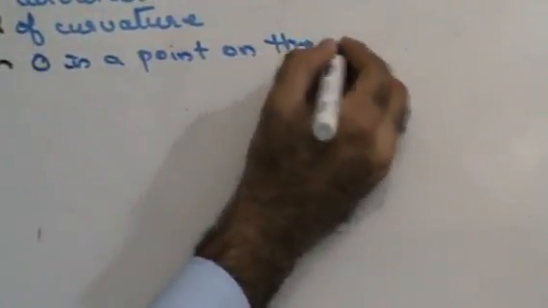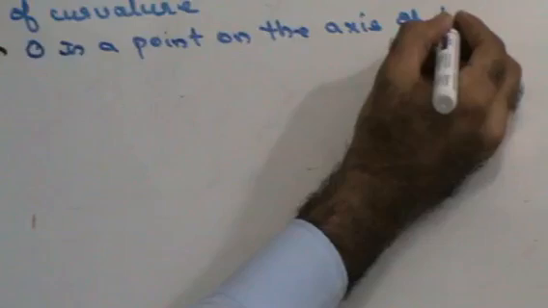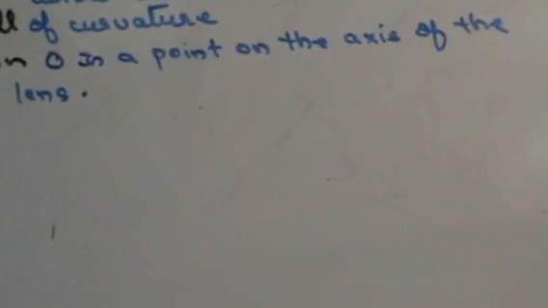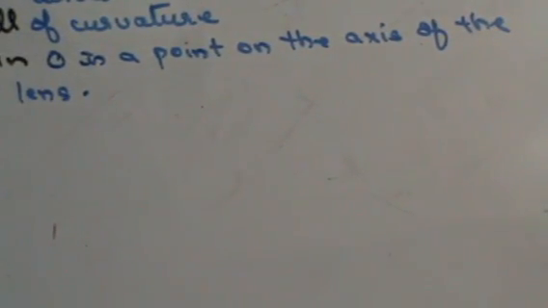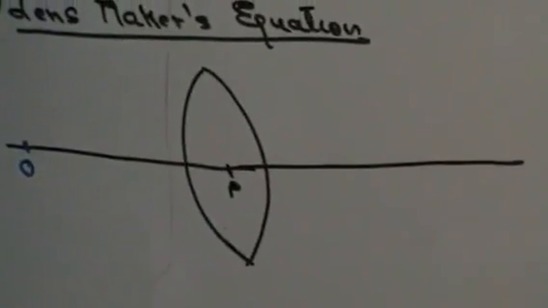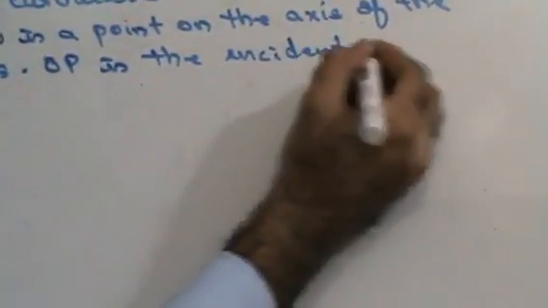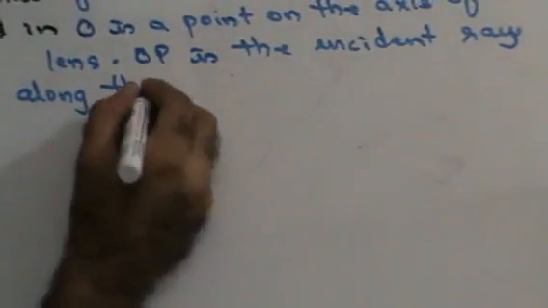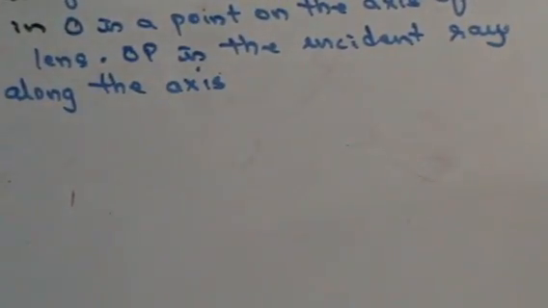So let's write this: O is a point on the axis of the lens, right? Now let's assume that OP is the incident ray on the lens along the axis. OP is the incident ray along the axis. We have to have two rays to get my image.